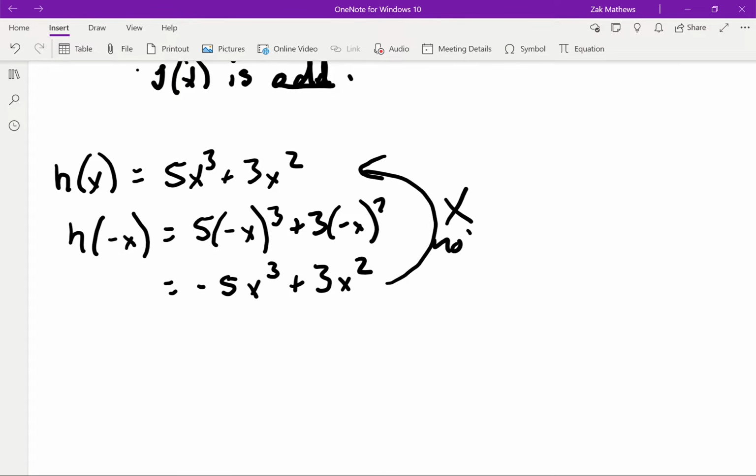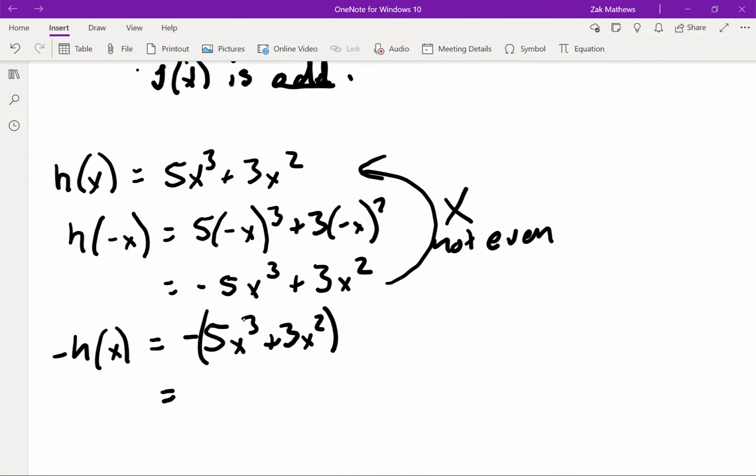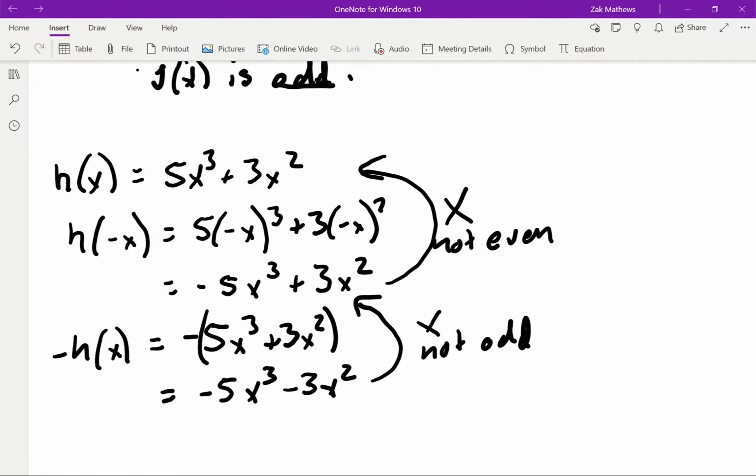So I'll go on to test if it's odd, and to do that, I'm going to put the negative in front of the function. I distribute that negative. And so compared to the original, the odd component has changed, but now the even component has changed as well, which means it's not matching up with the h of negative x. So that's telling me it's not odd. So in this case, h of x is neither odd nor even.